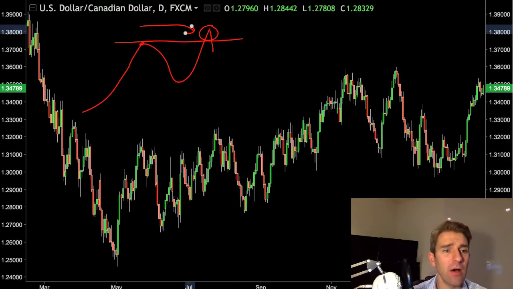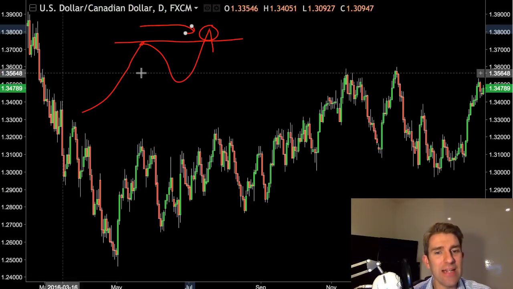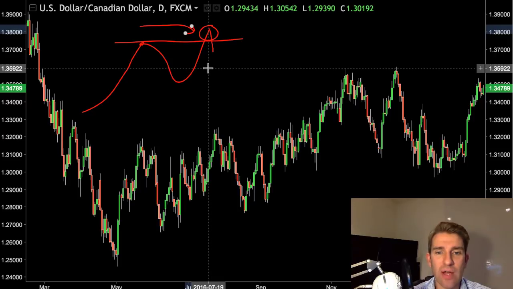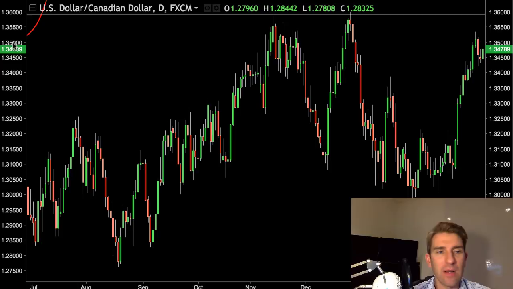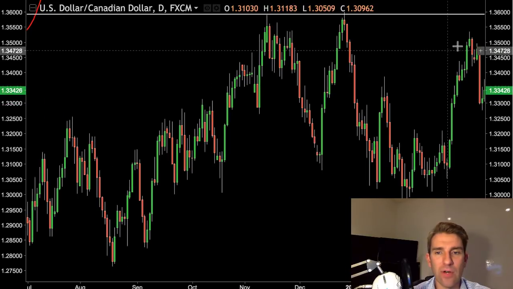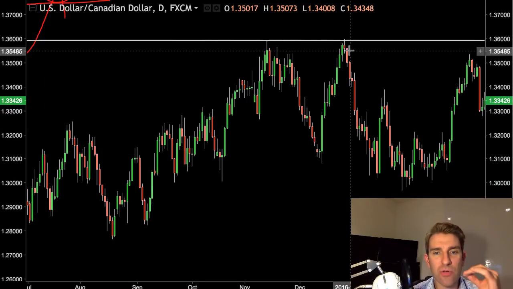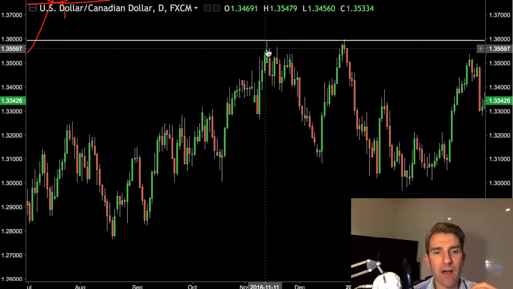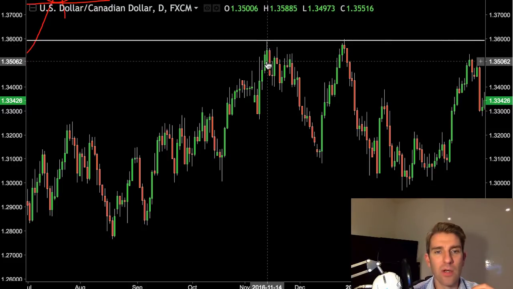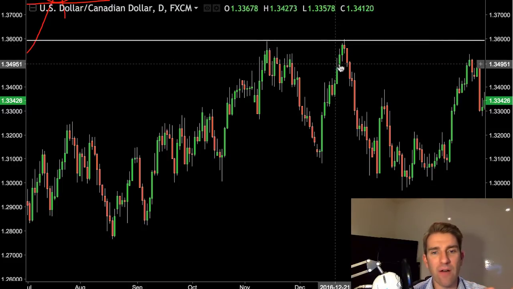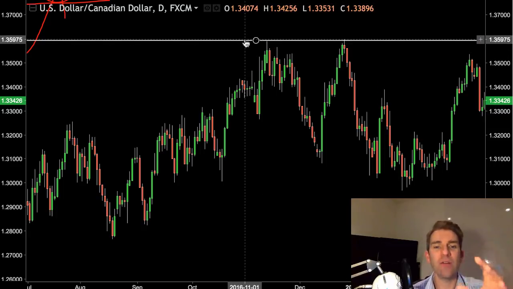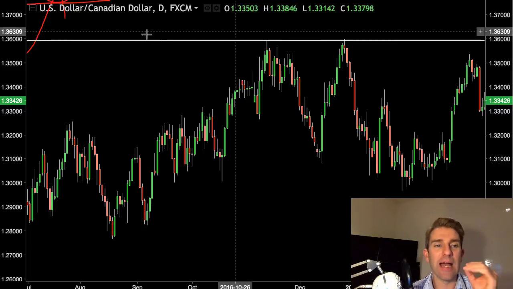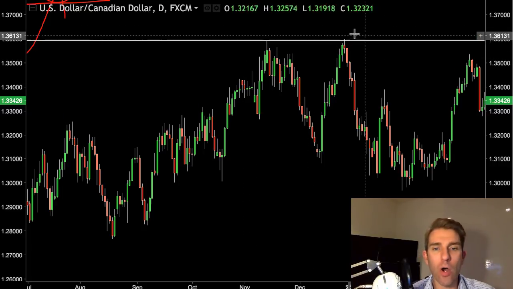And if you have a look here on US dollar CAD, a daily chart, I'm going to stick a horizontal line in here. Let me drag it down a little bit for you guys. You can just see we just poked above that high. So the high there was 135.885, and then the high here was 135.985. So just enough.